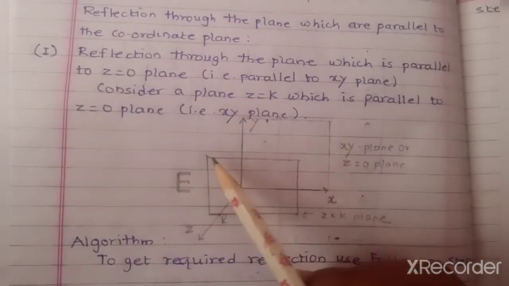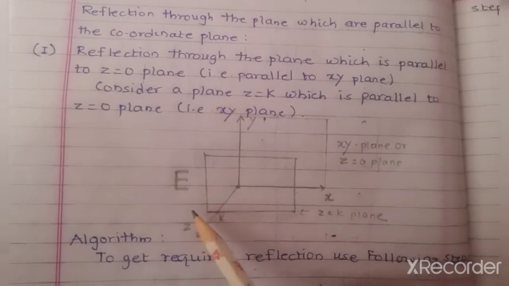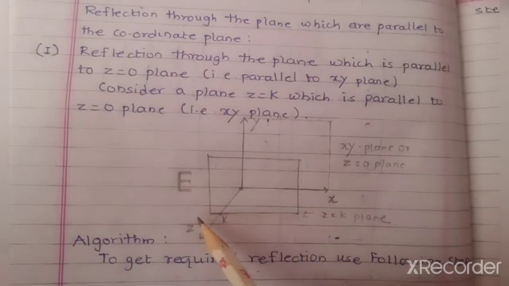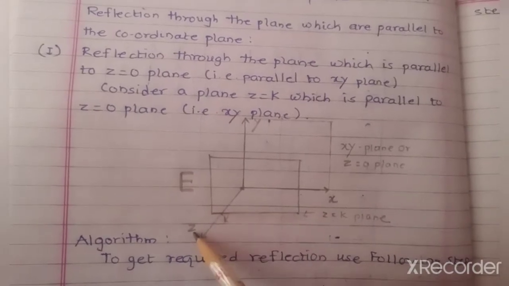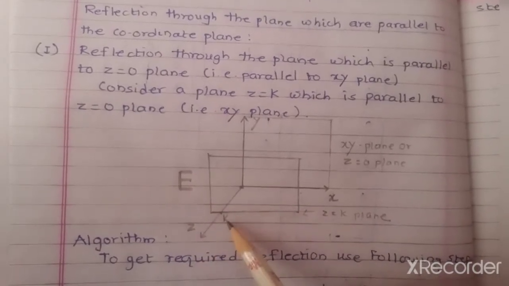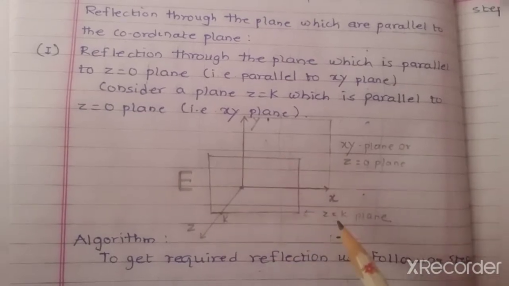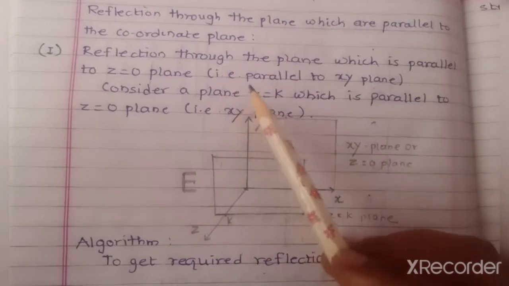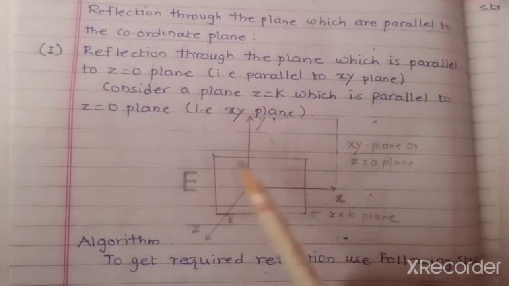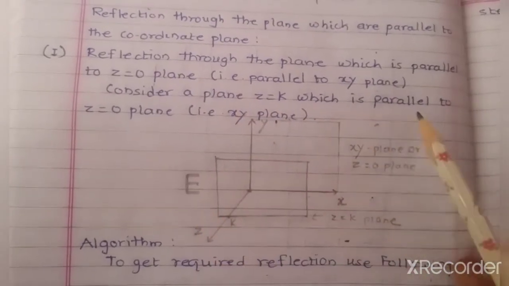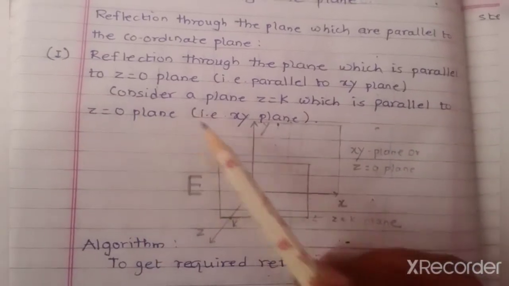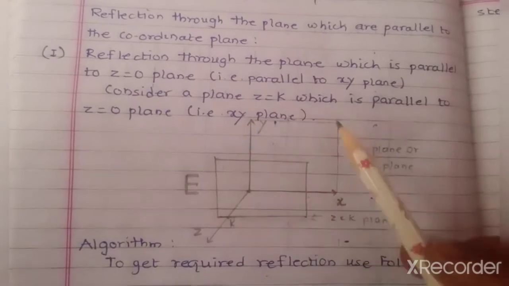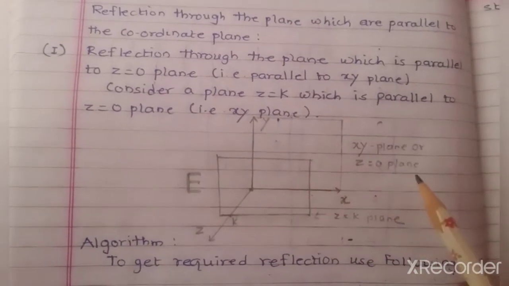And here we plot one of the parallel planes, which is parallel to our z equal to 0 plane, and that plane intersects the z axis at the point k, so the equation of that plane becomes z equal to k. That is already given here. The plane z equal to k is parallel to the z equal to 0 plane.